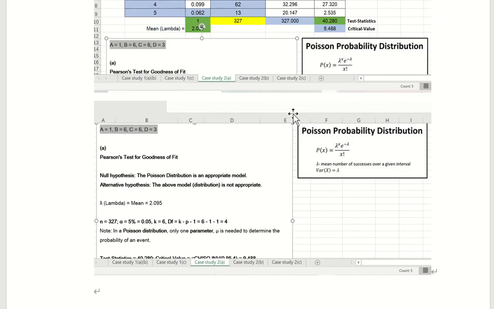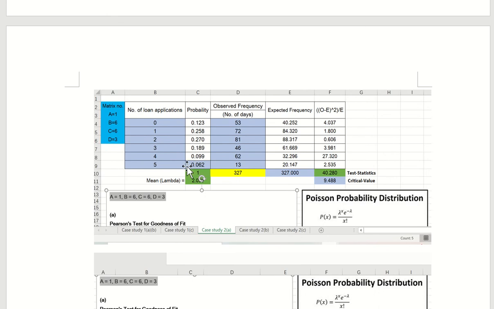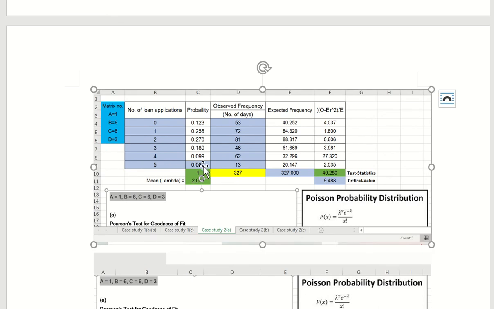And for the last line, the probability, I use 1 minus the rest of it, since the total probability will always be 1. Once I get the total probability, I can calculate the expected frequency with the total number of frequency calculated here. I use the total number of frequency times the probability to get the expected frequency.